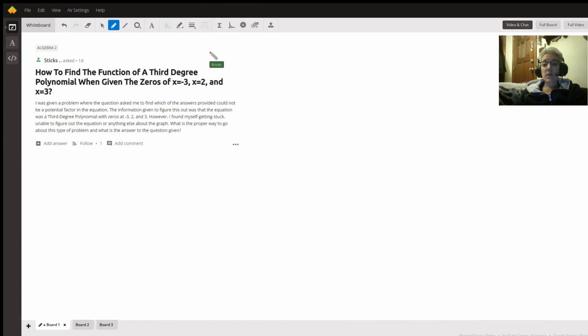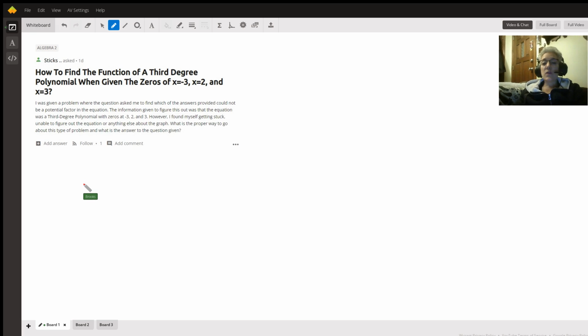In this problem, we are asked to find the function of a third-degree polynomial when given the zeros of x equals -3, x equals 2, and x equals 3. All we have are those three values, and we need to generate an equation for that. It seems kind of crazy. How are we going to do that with just those three values?